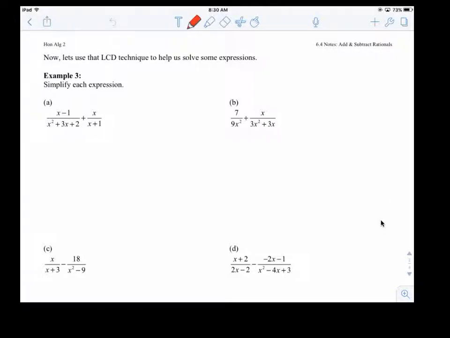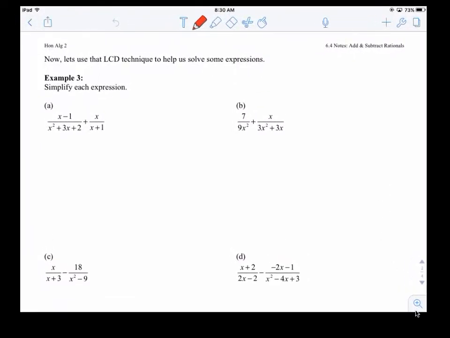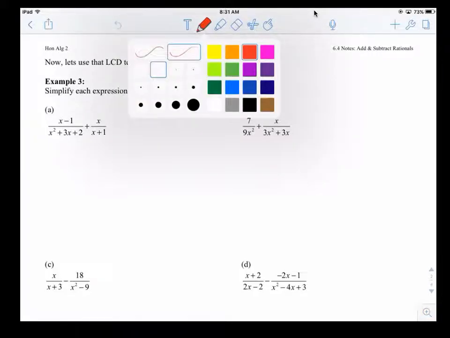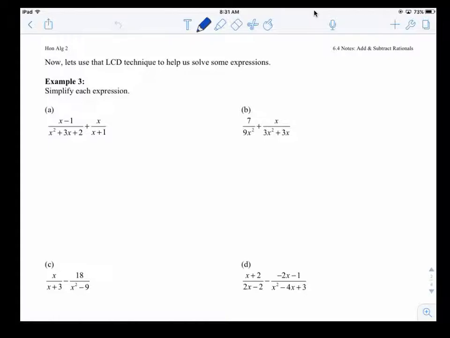All right, so on Friday we were talking about coming up with common denominators, right? So we're going to do that now to help us add rational expressions together.